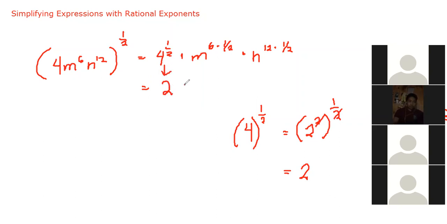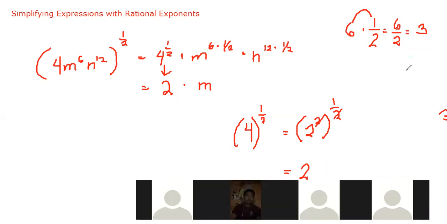Then, ito naman, we have base natin m, diba? So, copy na lang natin si base. Then, yung 6 times 1 half. Wala tayong pwedeng i-cancel, so i-multiply na lang natin. 6 times 1, that will be 6 over 2. And 6 divided by 2, that will be 3. So, 3 na lang yung magiging exponent ng ating m.